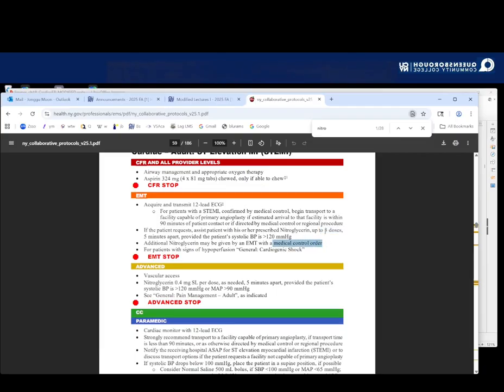So to give the 4th dose, remember they're 5 minutes apart, which means 20 minutes after the first dose, if you feel like this patient really needs a 4th dose and you're nowhere near the hospital, then you have to call online medical control and ask for permission for a 4th dose and 5th and 6th, etc.